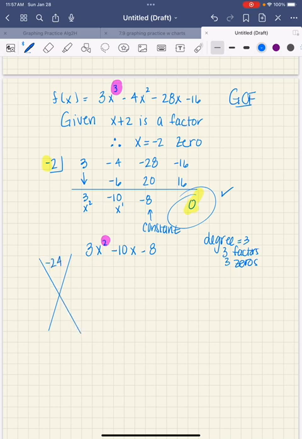Negative 24 on top, negative 10, negative 12 and 2. A is 3. I know I'm going fast, but we've been factoring for a long time now. Denominator is your x, so that's 3x plus 2. Denominator is your x, that's x minus 4. So those are your remaining factors.